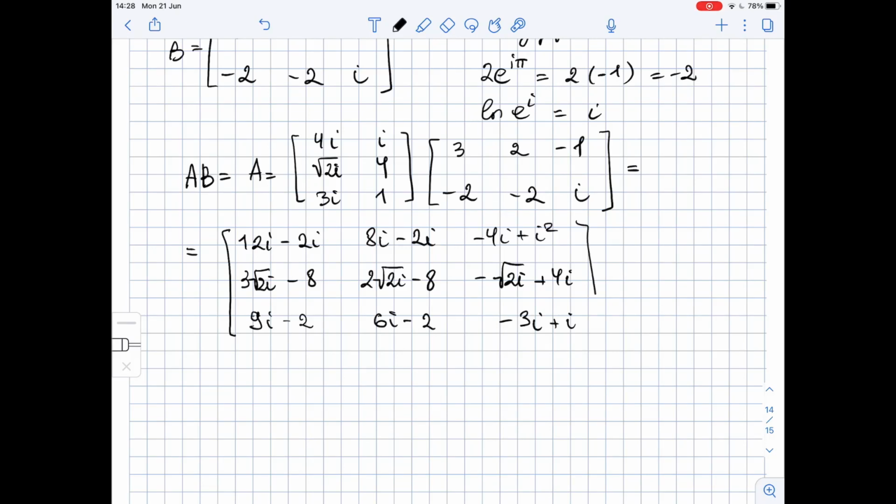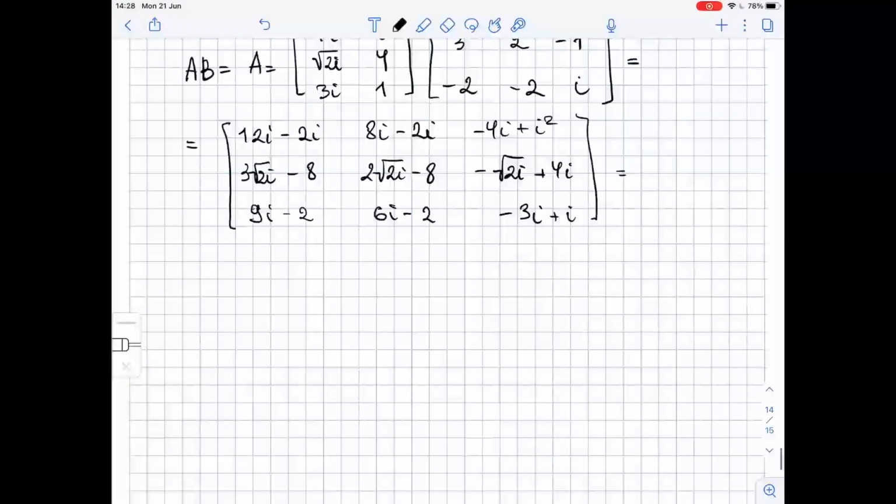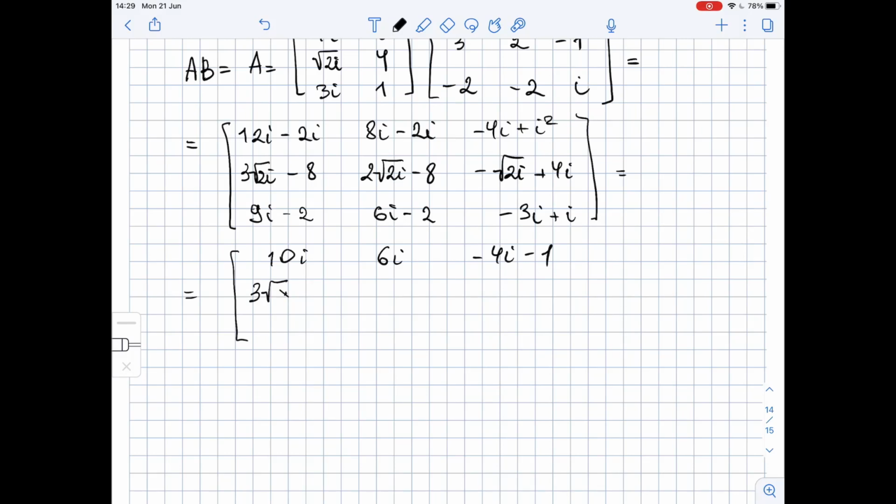Again, let's simplify it, and it equals 10i, 6i, -4i minus 1, 3 times square root of 2i minus 8, 2 times square root of 2i minus 8, minus square root of 2i plus 4i, 9i minus 2, 6i minus 2, and -2i.